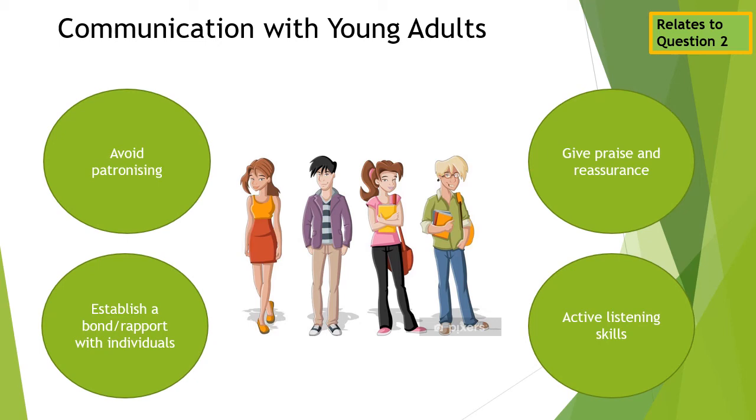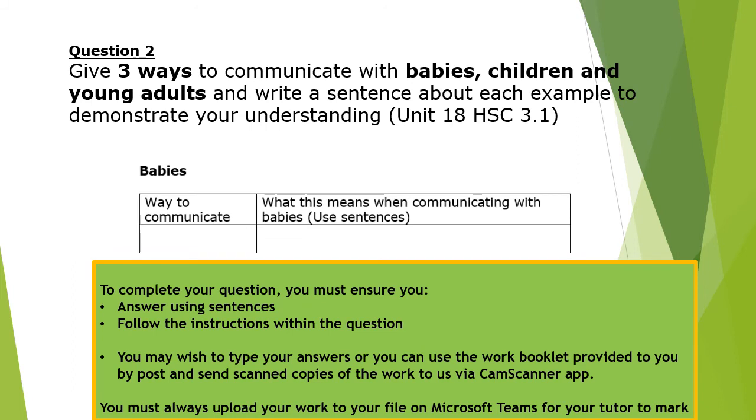So this brings you to question number 2, and you need to give 3 ways to communicate with babies, 3 ways to communicate with children, and 3 ways to communicate with young adults. You need to write in sentences about each example to demonstrate your understanding. You'll see on the left hand side you need to write the way to communicate, and then you need to write a sentence to explain what it means when communicating with the babies, with the children and with the young adults, and it's 3 ways for each person.